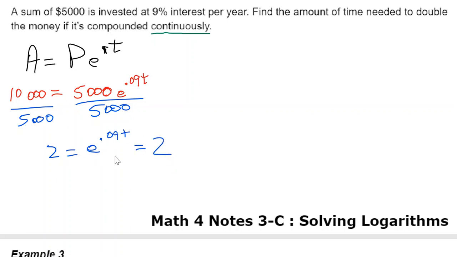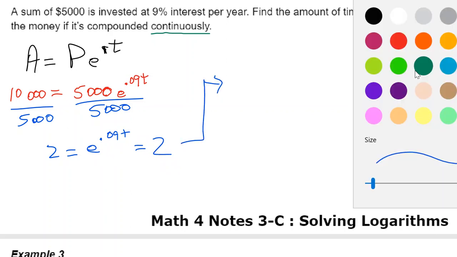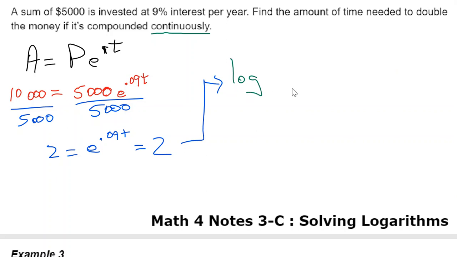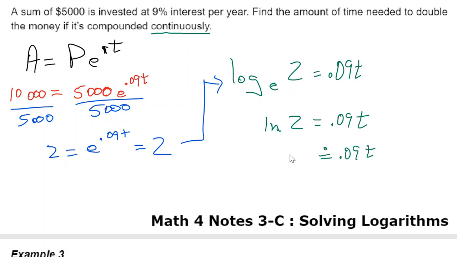I'm going to move my 2 over here so that it's easier to read, because when I rewrite it as a logarithm, it's going to be log base E. The exponent goes over here, and the 2 goes there. Well, log base E, that's natural log of 2. So I can figure out what the natural log of 2 is, and then eventually divide it by 0.09.